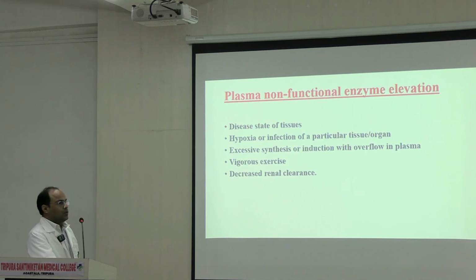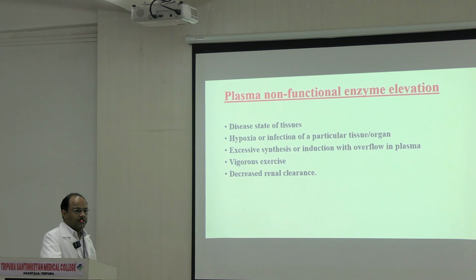When plasma non-functional enzymes get elevated in some disease state like hypoxia, tissue damage or infection, their level is elevated because they are released into circulation in greater amount. Understand? Also when there is excess synthesis because of some tumor or abnormal tissue, or vigorous exercise. What happens if you do excessive exercise? Your muscle gets damaged or tired.